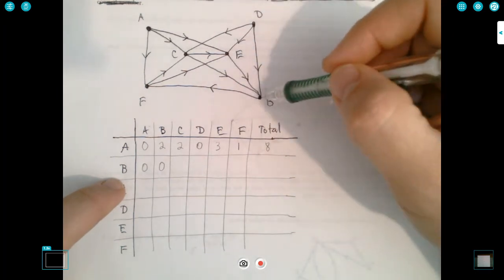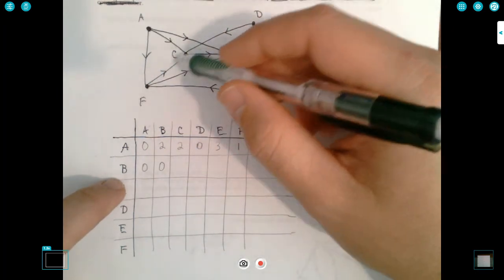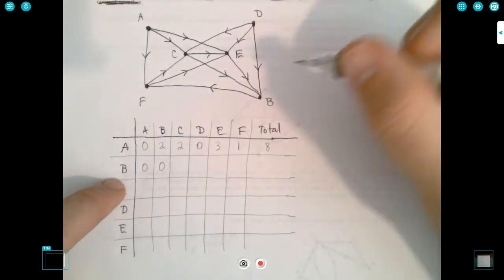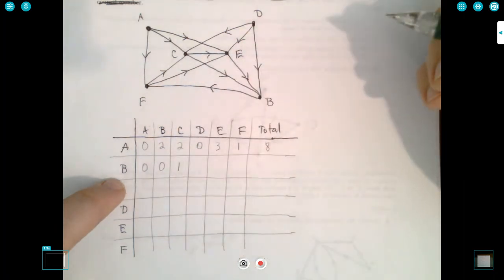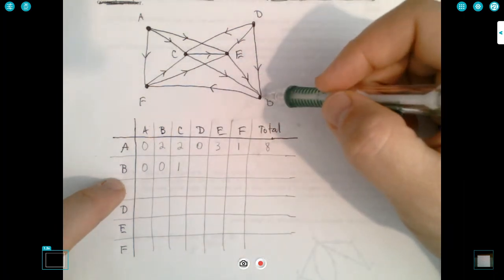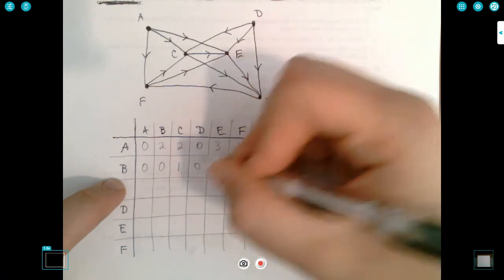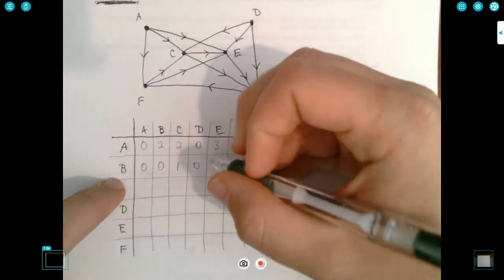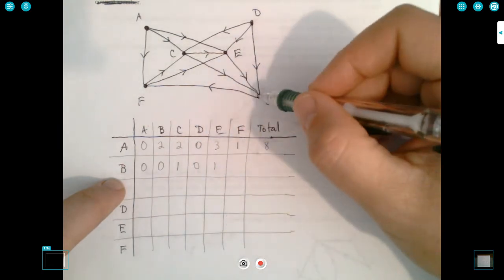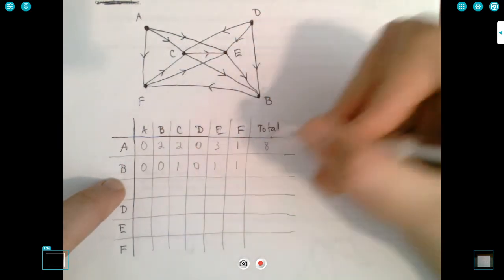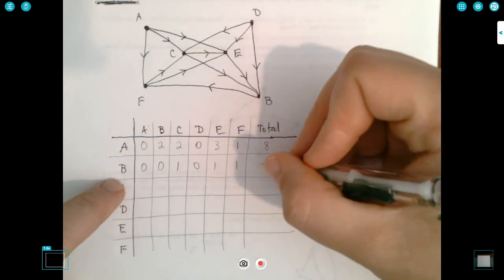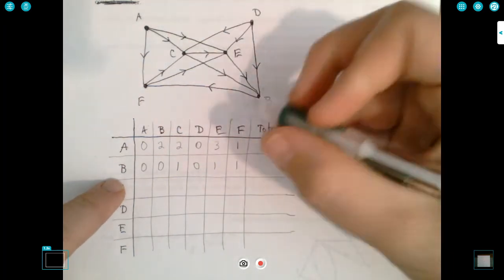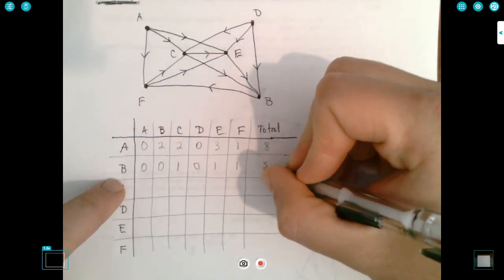Can B get to C? Yep, it can go from F to C. That's the only way, though. Can it get to D? No. Can it get to E? Yes. Here and then there. Can it get to F? Yes, directly. So the total amount of influence that Baker has is 3.